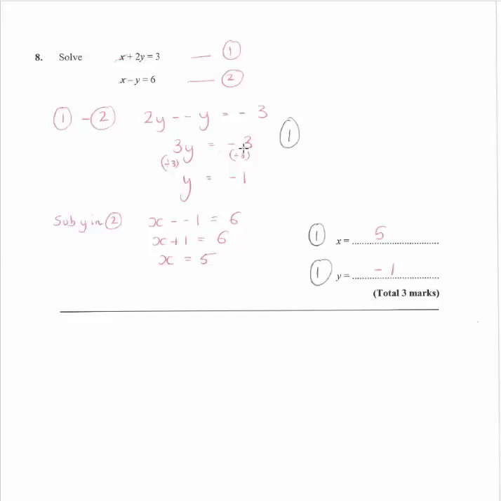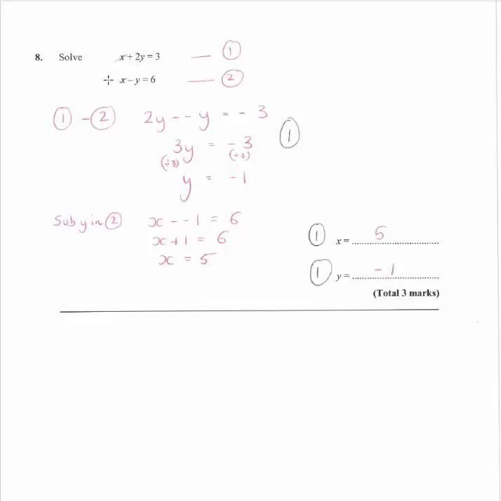Take that away from that, you got minus 3. And we get an equation that's only got y in it. That's what we were trying to do: get an equation that's just got x or just got y. If 3y is minus 3, then y is minus 1. And now we've worked out that y is minus 1.